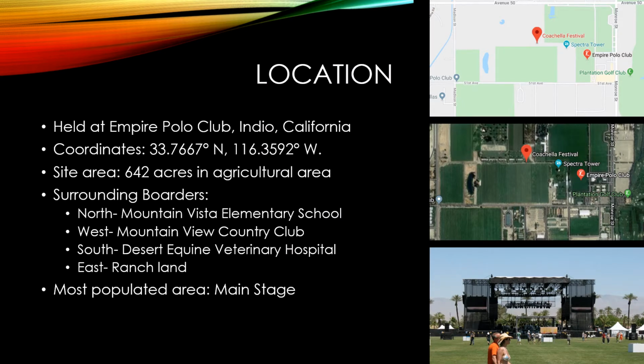So let's talk about the location itself. Coachella Fest is held at the Empire Polo Club in Indio, California. I have put the coordinates and also attached two geographical maps of the surrounding area, the surrounding borders of Coachella Fest. To the north is an elementary school, which is kind of cool. To the west, we have a country club, because Indio has a lot of country clubs and a lot of golf courses. To the south, we have Desert Equestrian Veterinary Hospital, so the horse hospital. And to the east, you have ranch land, because there's a lot of ranch land in Coachella Valley, which is where it's held.